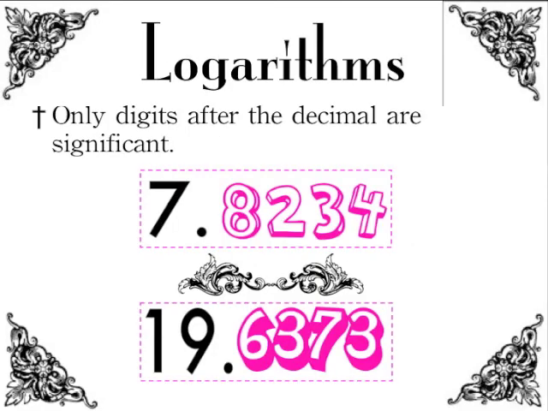When dealing with logarithms such as pH, only digits after the decimal are significant. So both 7.8234 and 19.6373 have 4 significant digits.